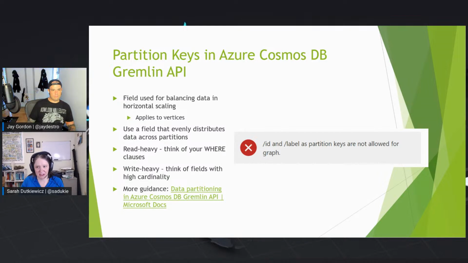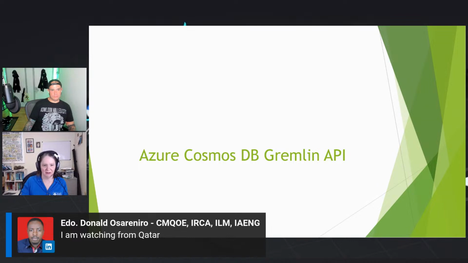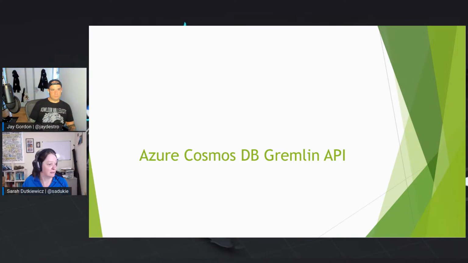So that's the partition keys. Let's go look at the Gremlin API itself. Oh, I do see that there's a question in the chat about OpenCipher. It looks like you got that taken care of. Yep. Awesome. And for those not familiar, Cipher is another language that's used for querying graph data.